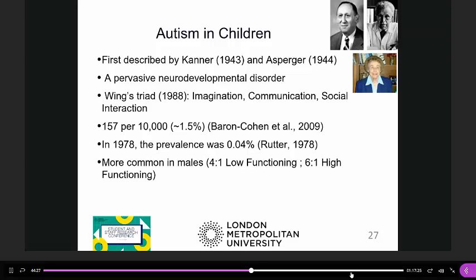The incidence or prevalence is 1.5%, and it's going up because in 1978 the prevalence was only 0.04, and it has been included in the NICE guidelines, which is the guideline for the Child and Family Services. It's also more common in males, and in low functioning children with autism, the ratio is 4 to 1, but if they are more intelligent, we call it high functioning, there are even more males, so it's 6 to 1.